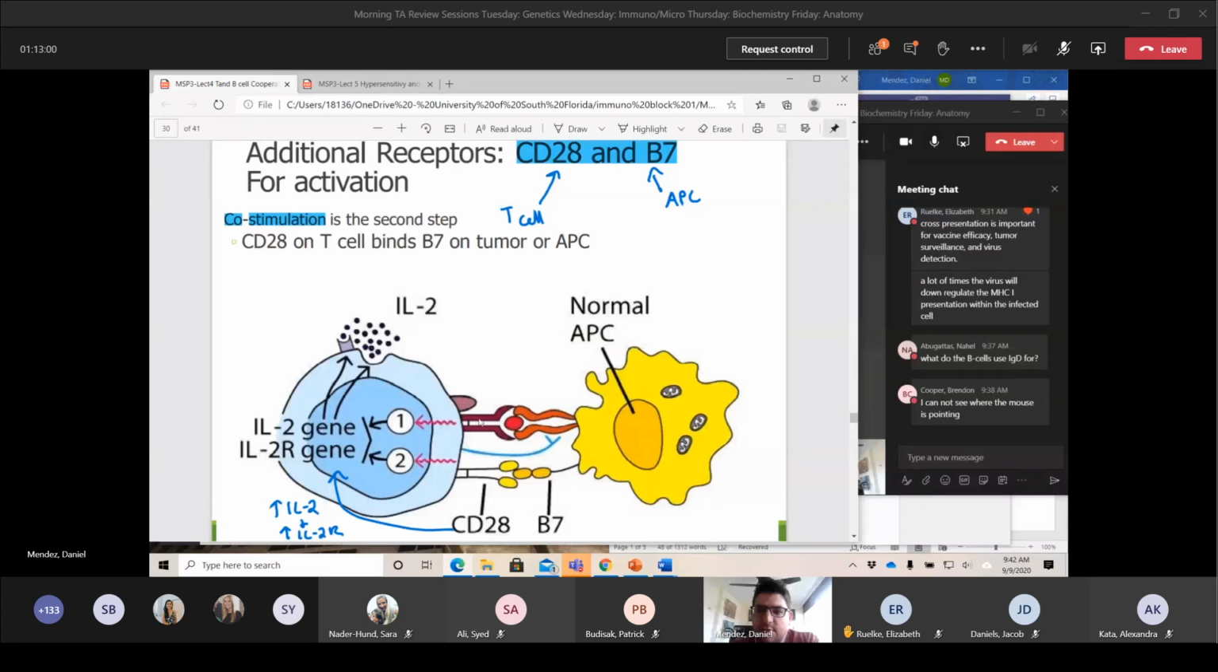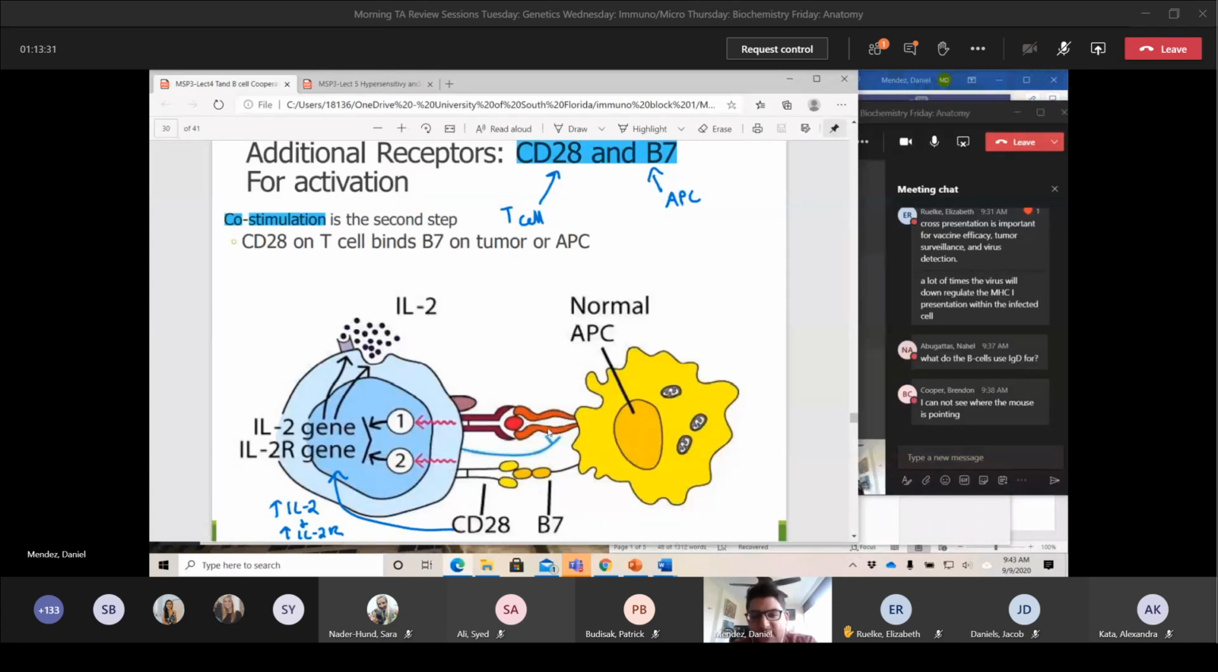Now, just that binding is not going to be enough to elicit the response. We also need that CD28 and B7 binding. This is the co-stimulatory signal. This signal here will initiate that we need to create IL-2, so interleukin 2. The secondary signal, the co-stimulatory signal, will release a signal that we need to create IL-2 receptor. So IL-2 is an autocrine interleukin. It's going to be created by this T cell, and it's going to interact with the same T cell. So it's sending a signal to itself.